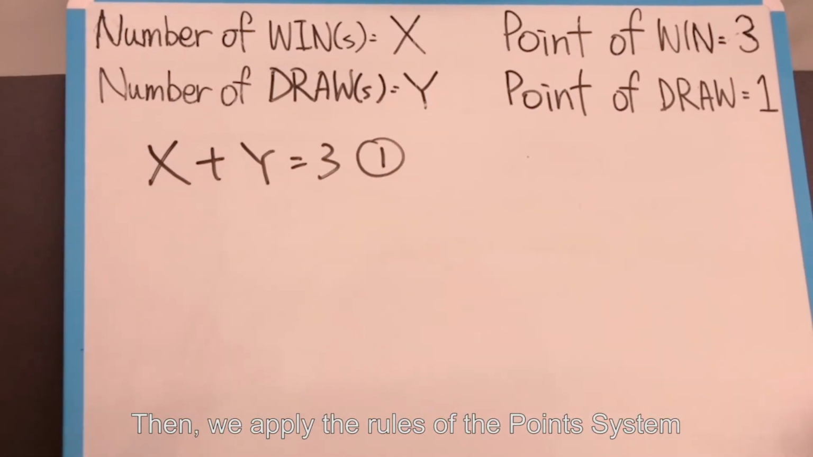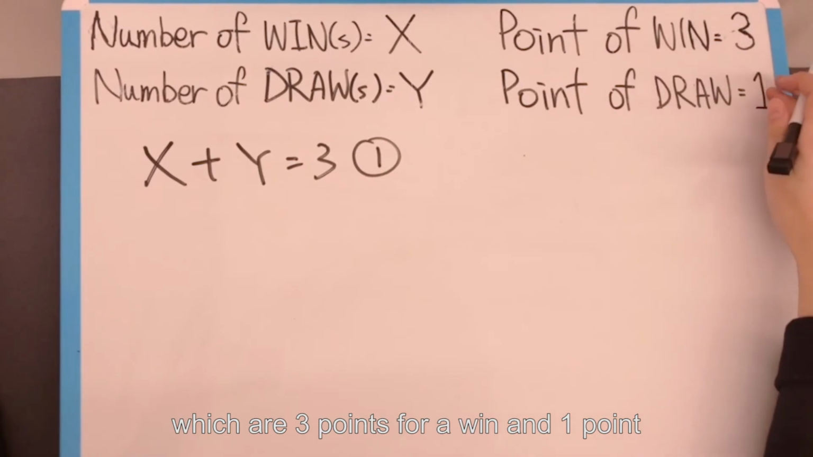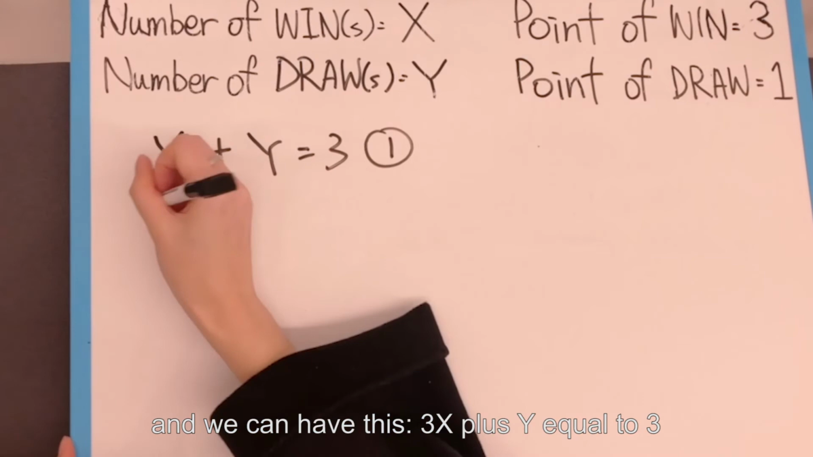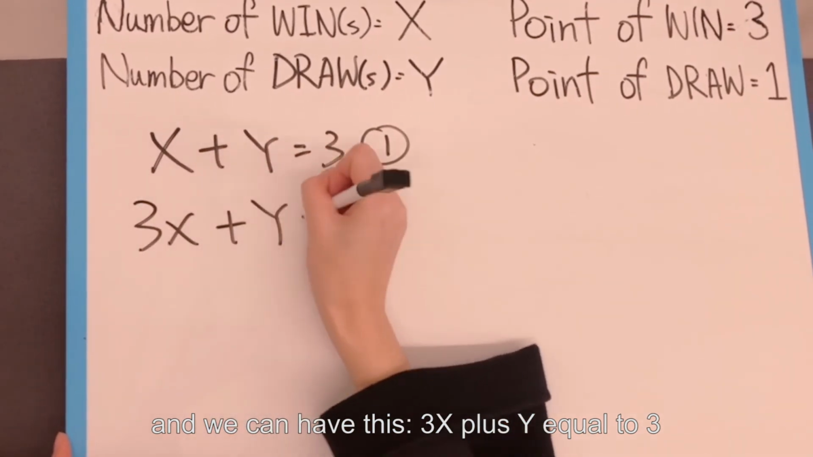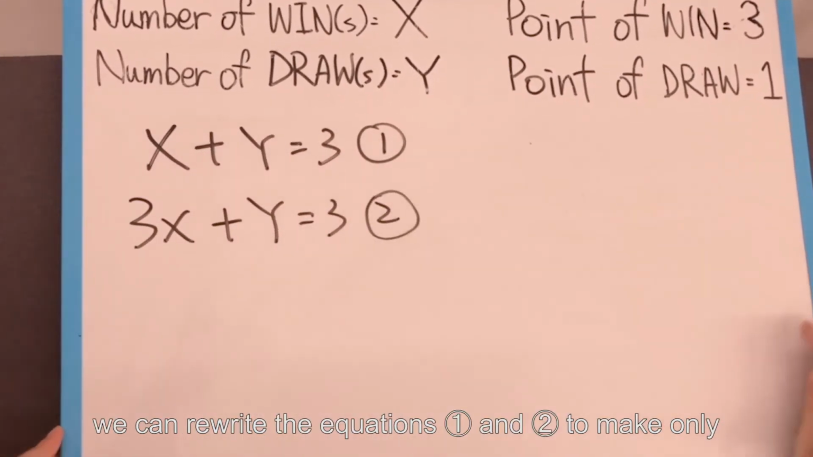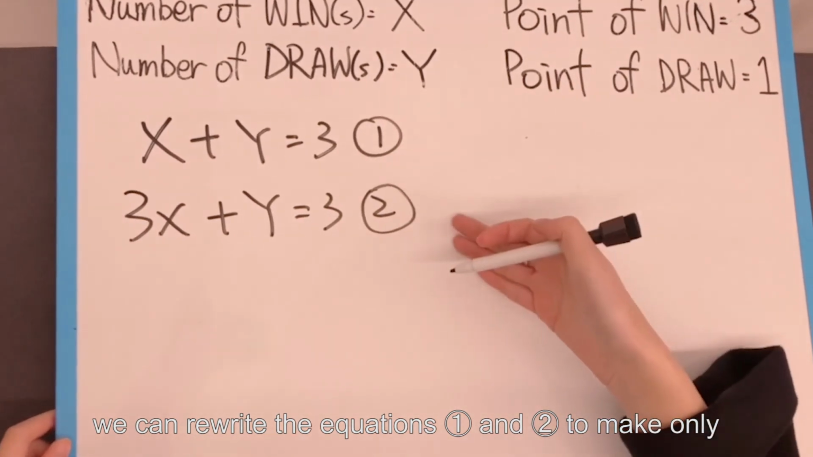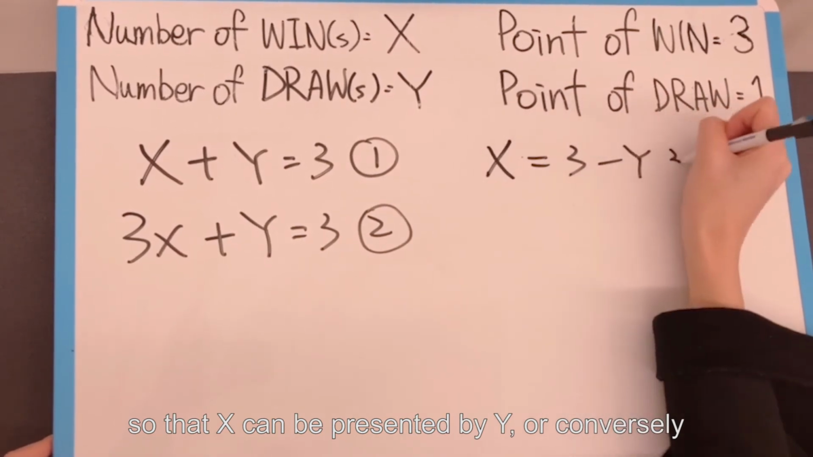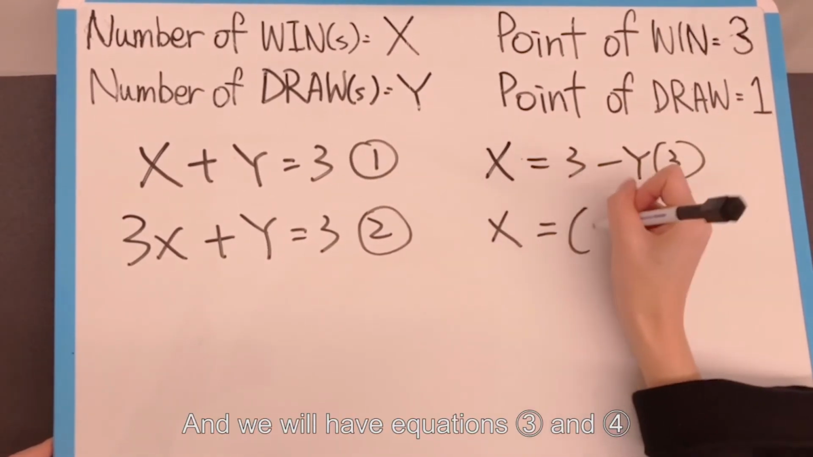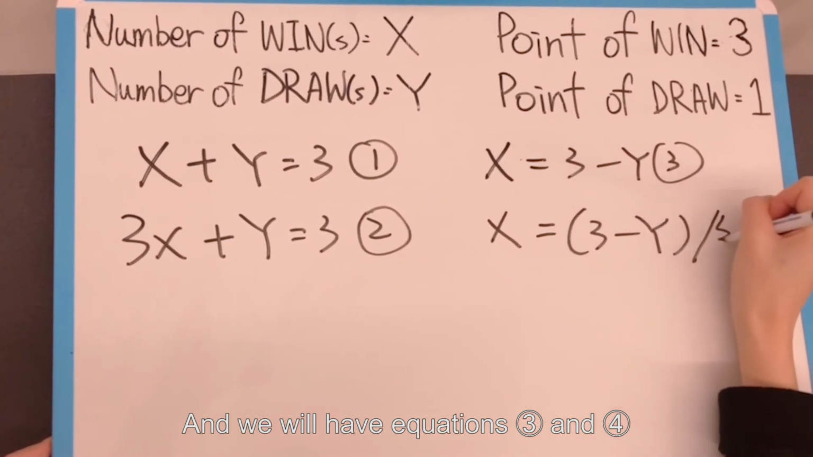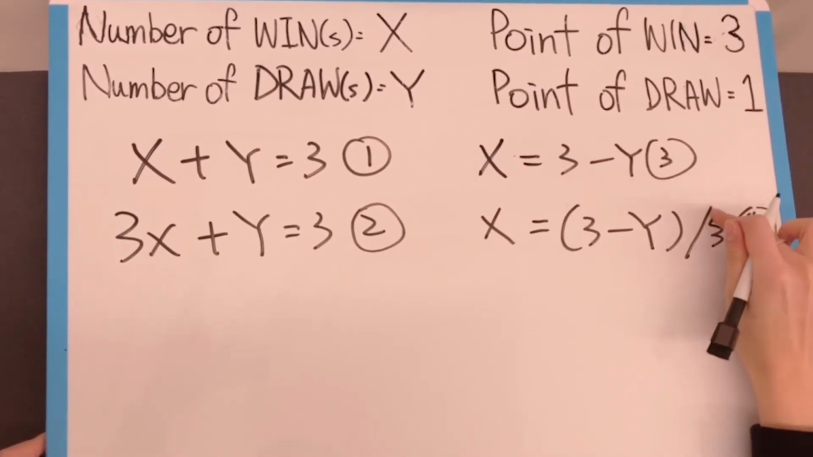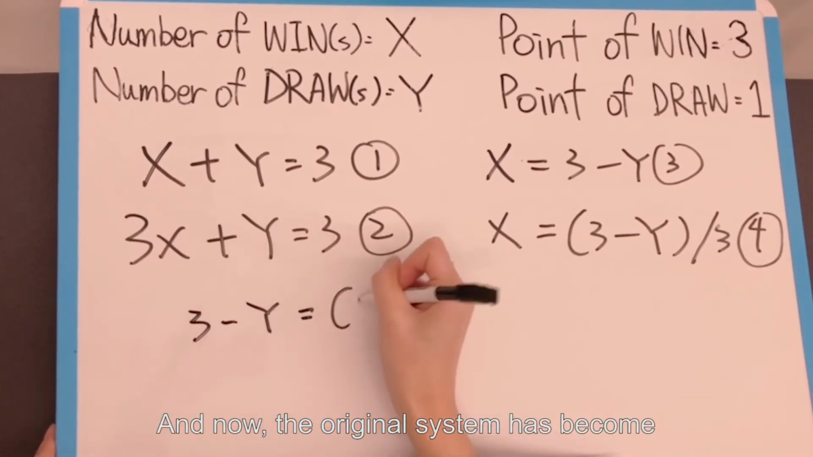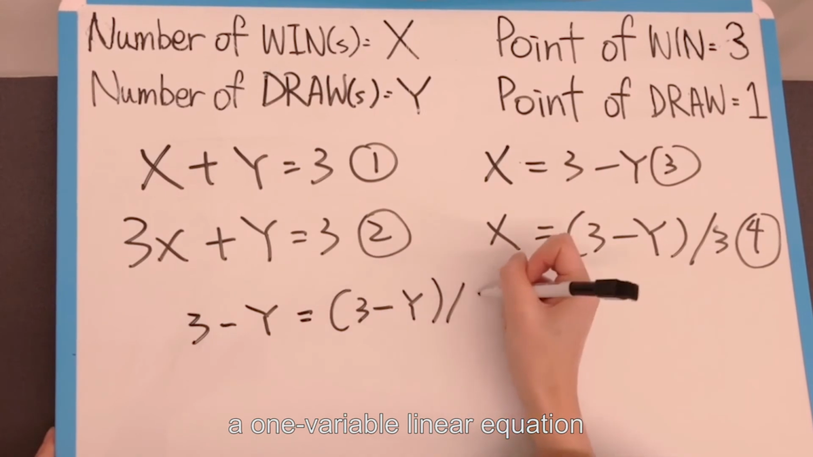Then we apply the rules of the point system, where there are 3 points for a win and 1 point for a draw, to get the second equation. We can rewrite equations 1 and 2 to make sure only one variable is on one side of the equation, so that X can be presented by Y, or conversely. Then we substitute into the equation. And now, the original system has become a one-variable linear equation.